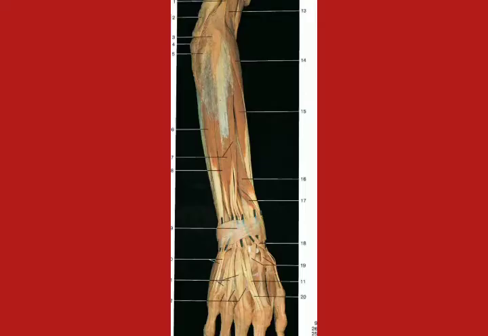Now let's see the extensor group of muscles. Number 14 is the extensor carpi radialis longus. Just below it, number 15 is the extensor carpi radialis brevis, and number 6, on the left side, is the extensor carpi ulnaris. Once more: 14 and 15 are extensor carpi radialis longus and brevis, and number 6 is the extensor carpi ulnaris, which helps in wrist extension.